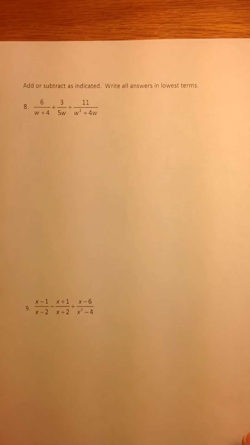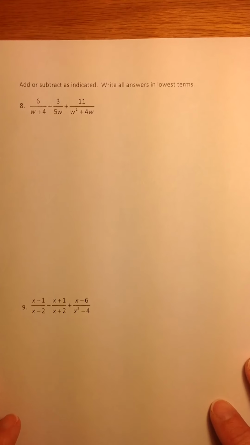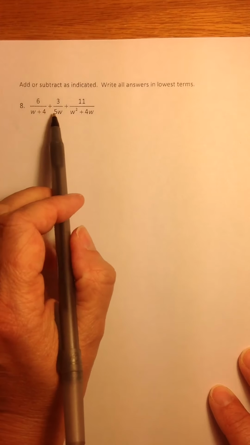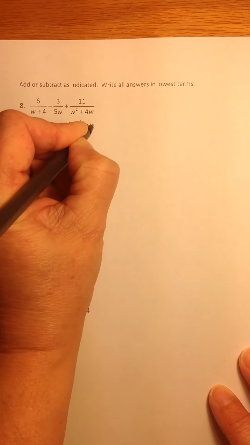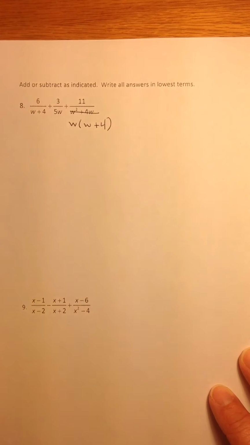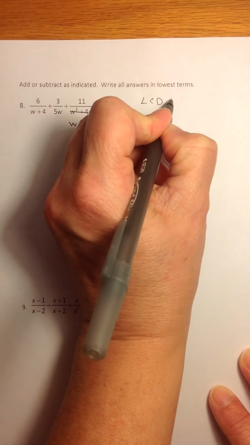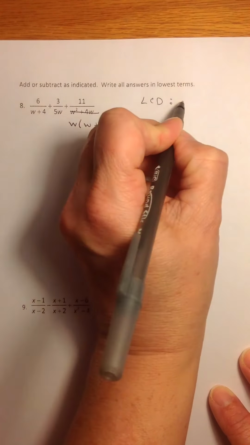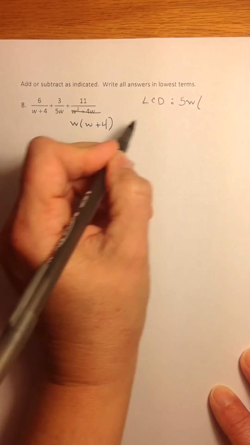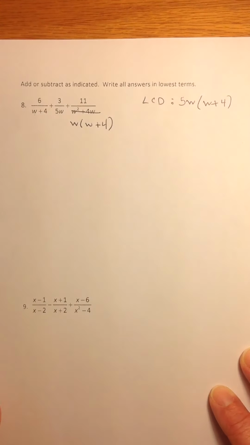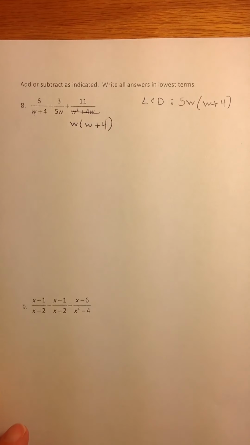All right, let's do two more. Problem 8 first begins by checking across your denominators and seeing if any of them factor. Well, this one has a greatest common factor, so I can take out w and get w times w plus 4. Now my LCD here, this has a 5, so everything will need a 5. This has a w, so everything will need a w, and we need a w plus 4. So my common denominator is 5w times w plus 4.